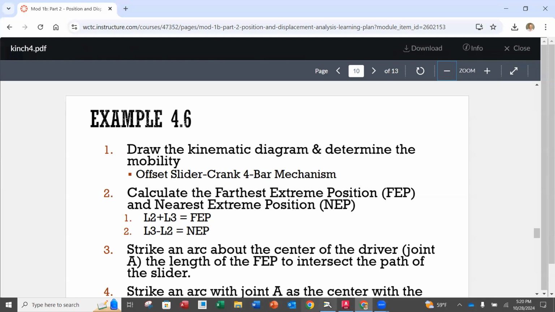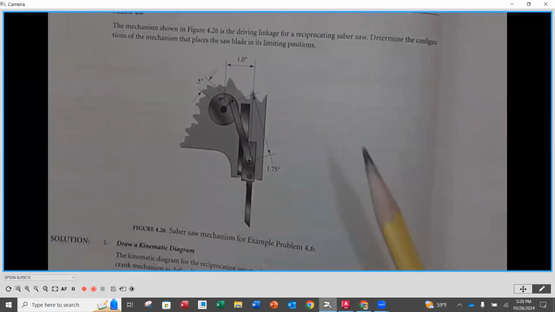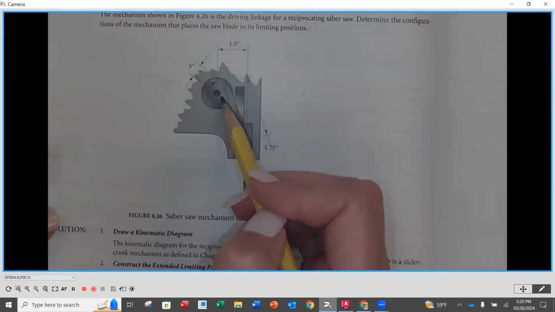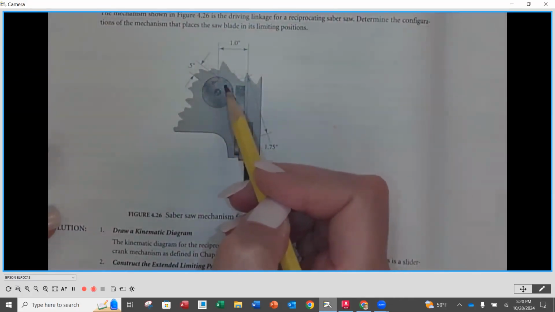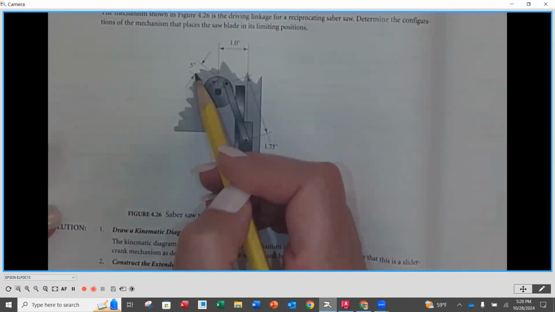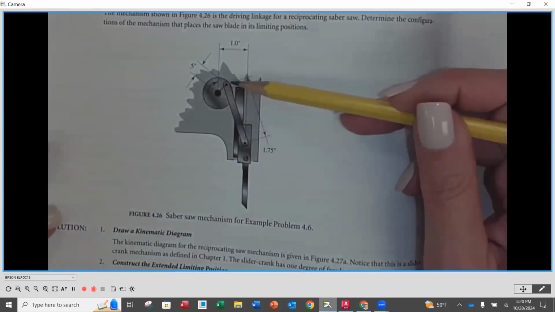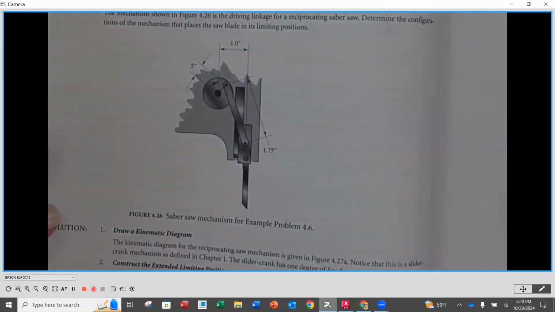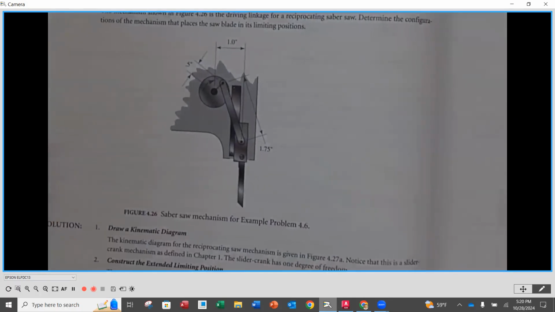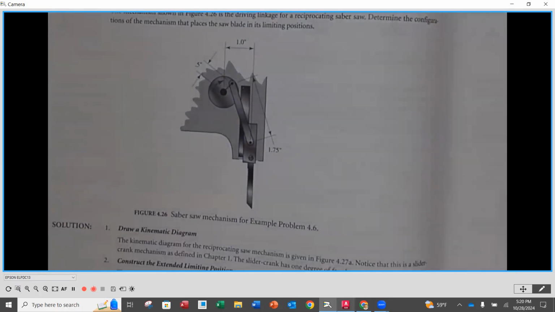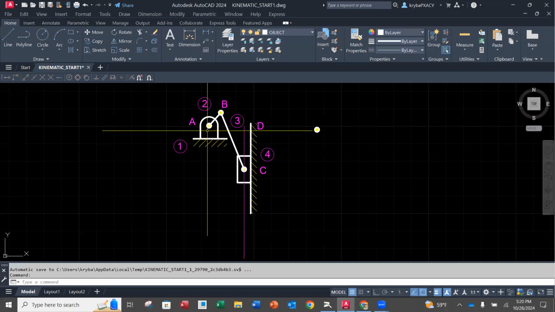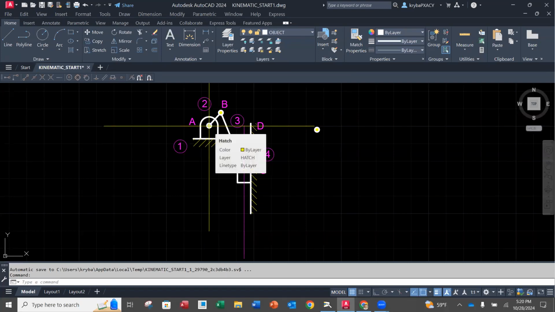All right. Since we have that, now we're going to go back underneath here. And we know that the length of link number 2, which is our driver right here, is going to be 0.5. Okay. So that's the length of link number 2. And then the length of link number 3, our connecting rod here, is 1.75. So if we add those 2 together, half inch plus 1.75, what do we get? 2.25, right?